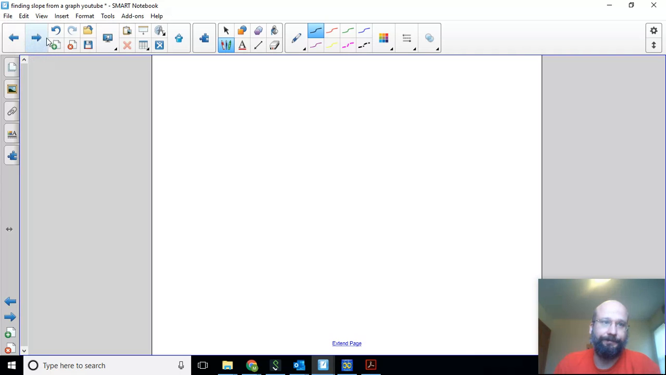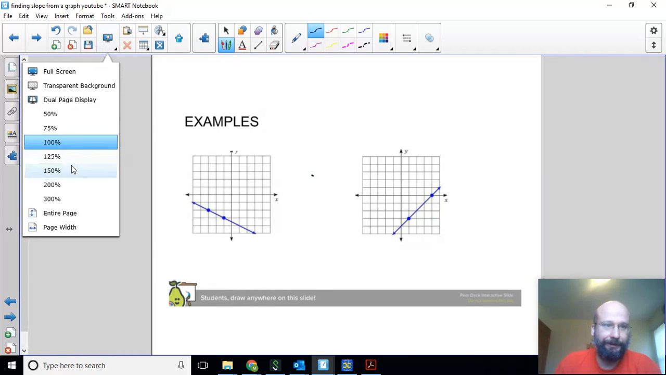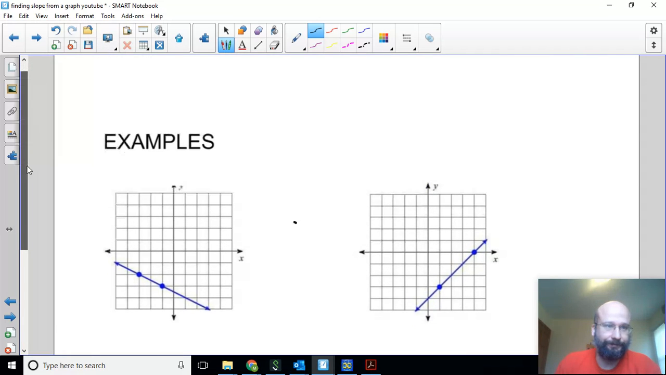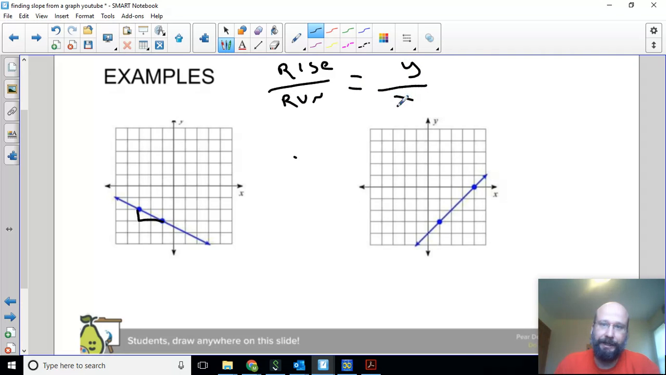So we've seen it here. I zoom in a little bit. So when you have a line, you pick 2 points. These first few examples, I've already picked our points, and you connect them like this. You go straight down and straight left or right. Slope is rise over run. So that means that your y is over your x, right?